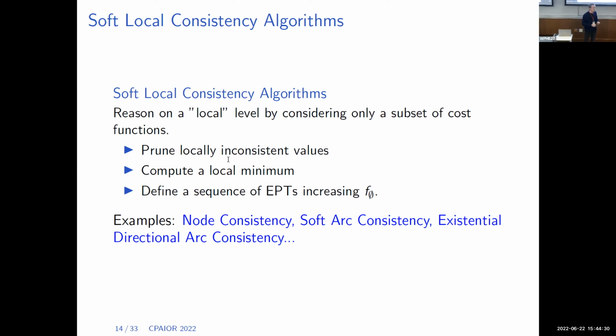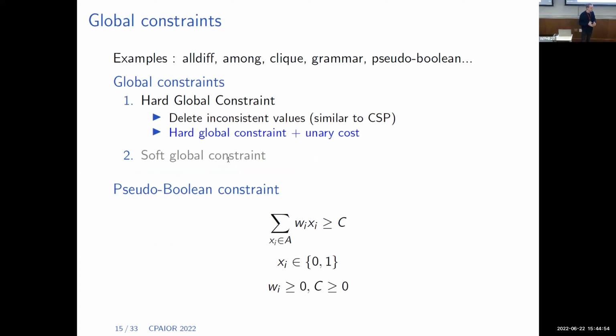So there are plenty of different levels of local consistency. I won't give too many details on them here, but what you need to know is that for them to be efficient, we need a full table representation of all the cost functions. So we need to explicitly give the cost associated to each tuple inside a scope, which is, of course, impossible for global constraints because they can have an exponentially large number of tuples. Global constraints are usual in the CSP. So we have all diff, among, and so on. And they can have an arbitrary number of variables inside the scope.